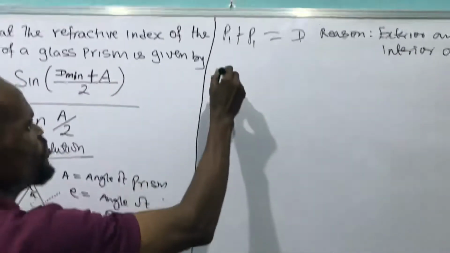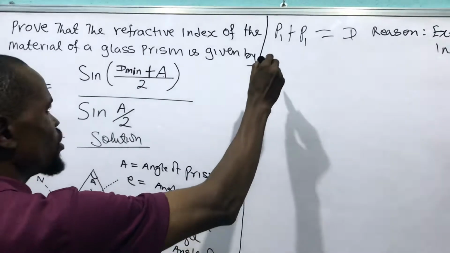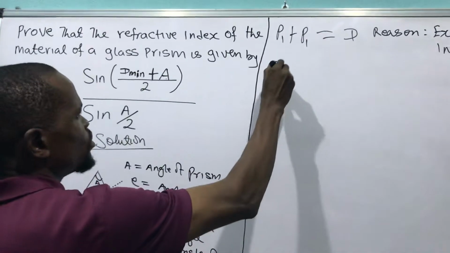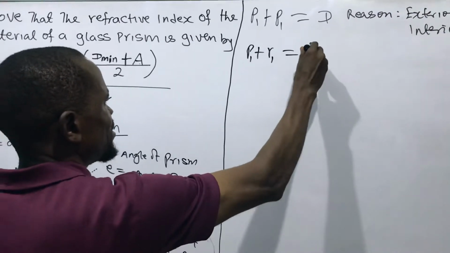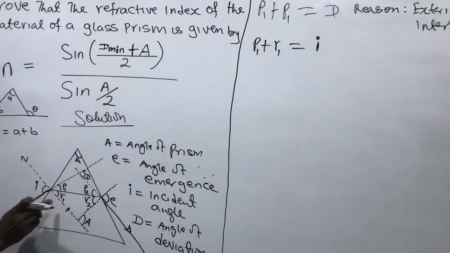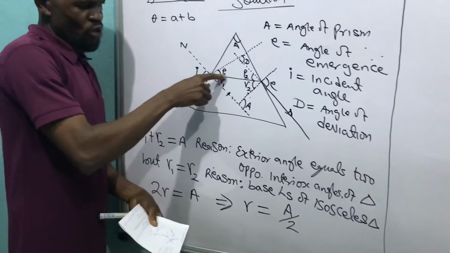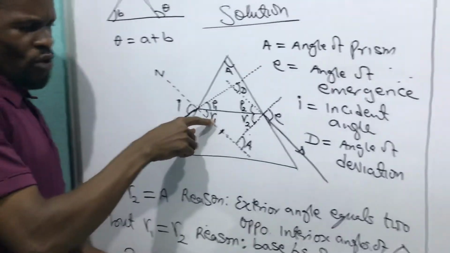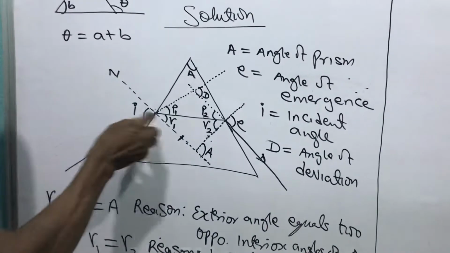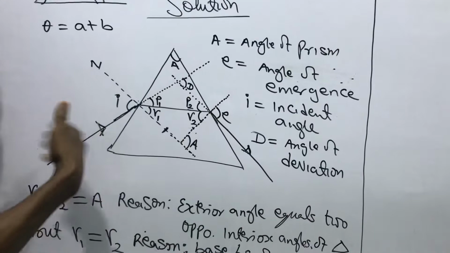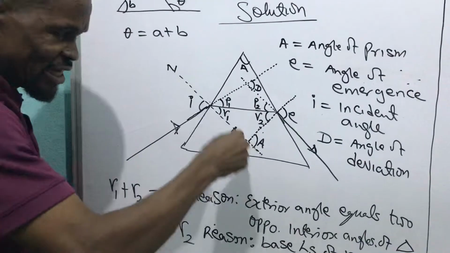Then now, we move. I can say again that P1 plus R1 is equal to I. You get me? Watch here, come over here. P1 plus R1 is equal to I. Reason: what do we call this? Vertical opposite angles are what? Equal. Watch it. It's a vertical opposite angle. They are equal.